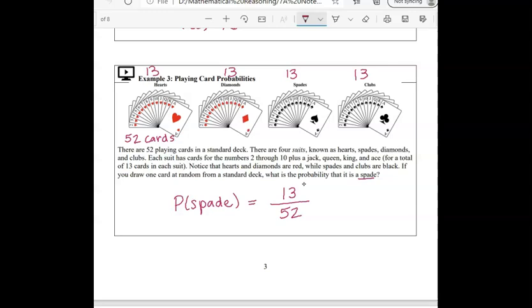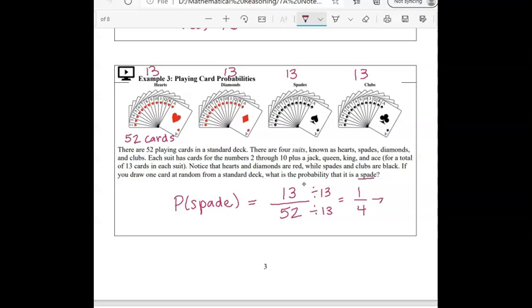We know that 13 times 4 is 52. So you could reduce this in your calculator if you want to, or you could use the fact that you know 13 goes into both of these. 13 divided by 13 is 1. 52 divided by 13 is 4.